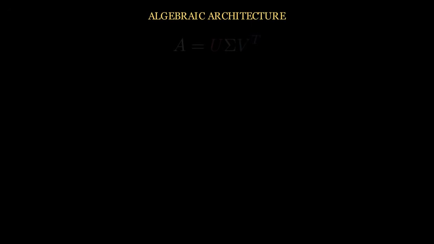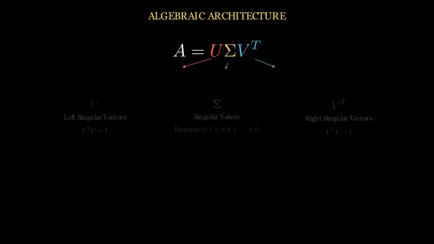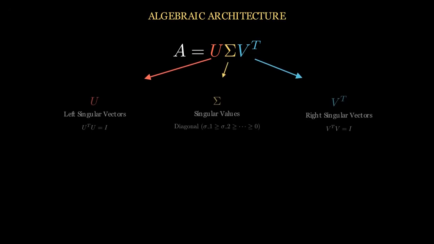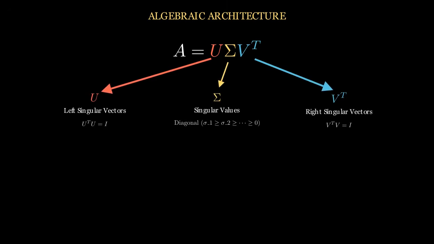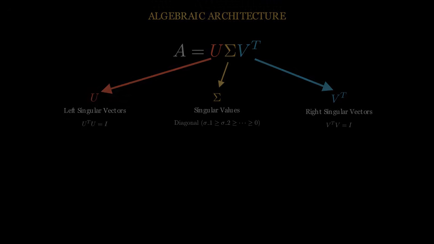The algebra of this process is the equation A equals U times sigma times V transpose. Here, V transpose is an orthogonal matrix performing the first rotation, aligning our input vectors with the principal stretching directions. Sigma is a diagonal matrix of singular values, representing the exact stretch factors along those axes. Finally, U is another orthogonal matrix performing the final rotation into the output space. This exact sequence breaks any matrix into 3 physical actions.